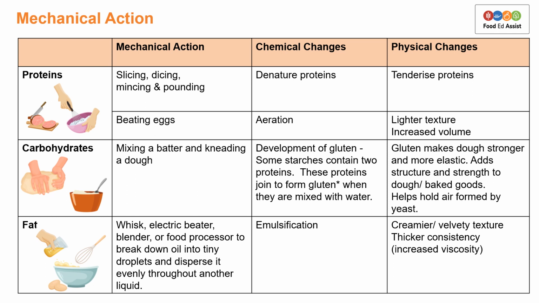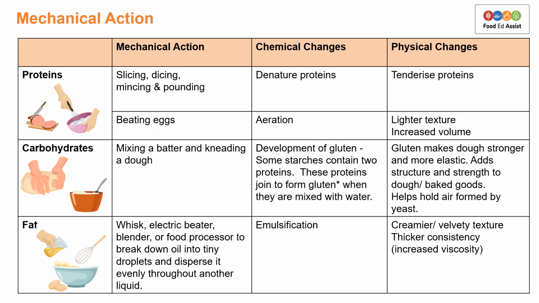The physical change is that the gluten actually makes the dough stronger and more elastic. It adds structure and strength to a dough or a baked good. That's why we have to knead bread for so long, because we need a really good texture. What that does is it enables the bread to stretch on baking so that it can hold the air produced through the production of carbon dioxide in yeast cookery. So the gluten makes the dough stronger, it makes it more elastic, it adds strength and structure to baked goods.